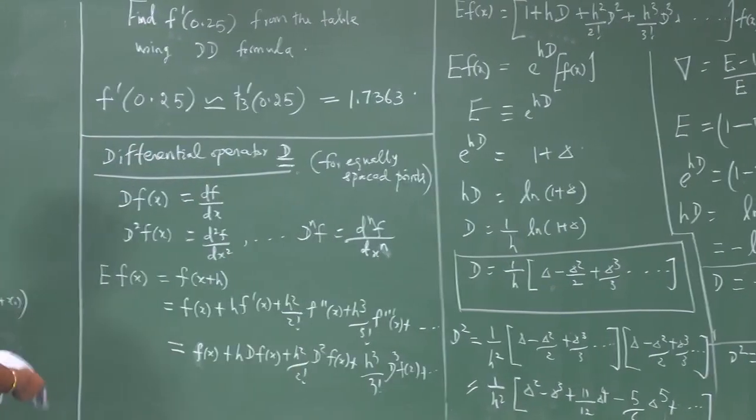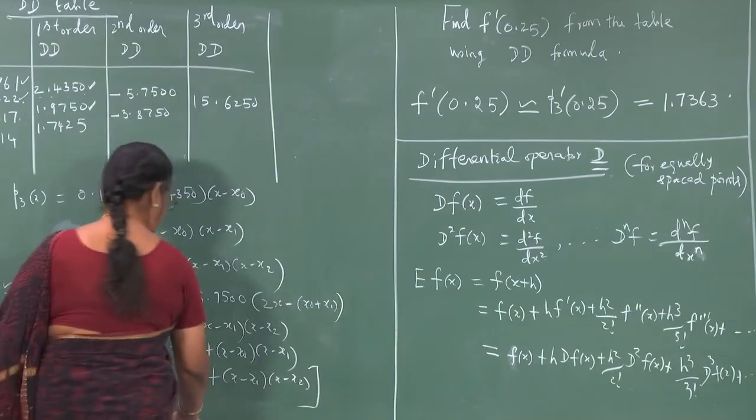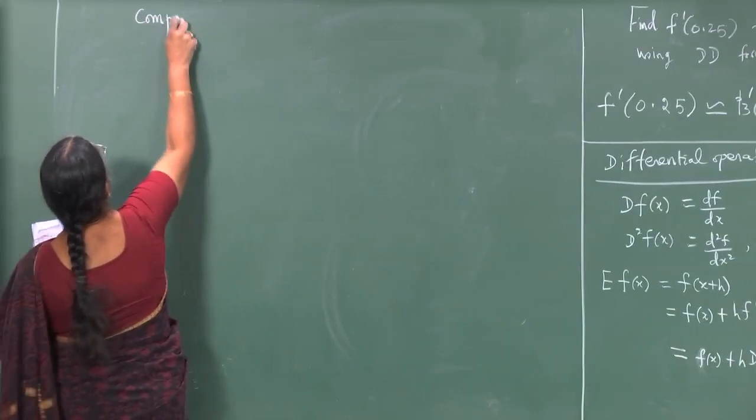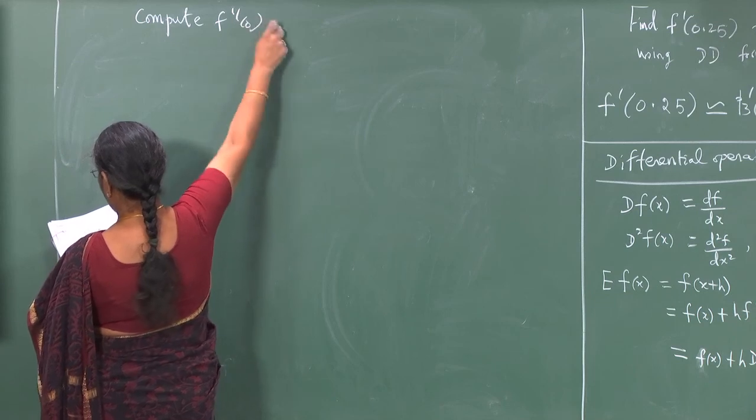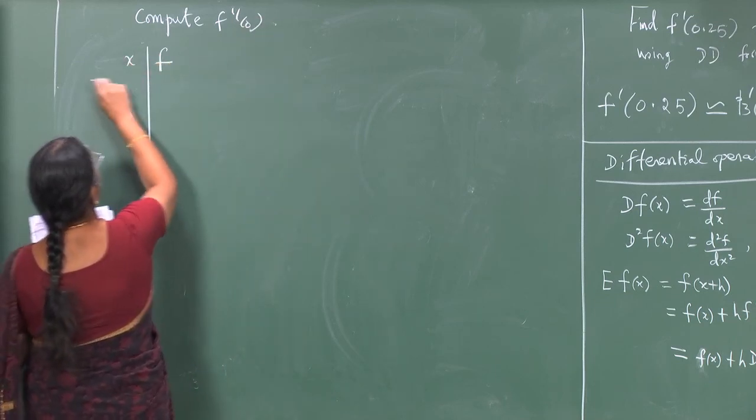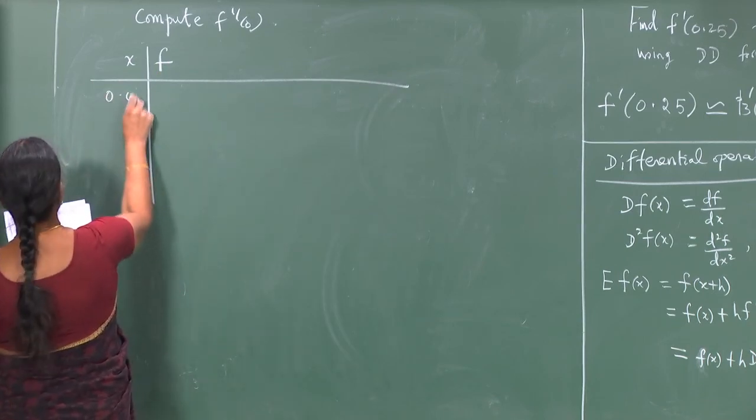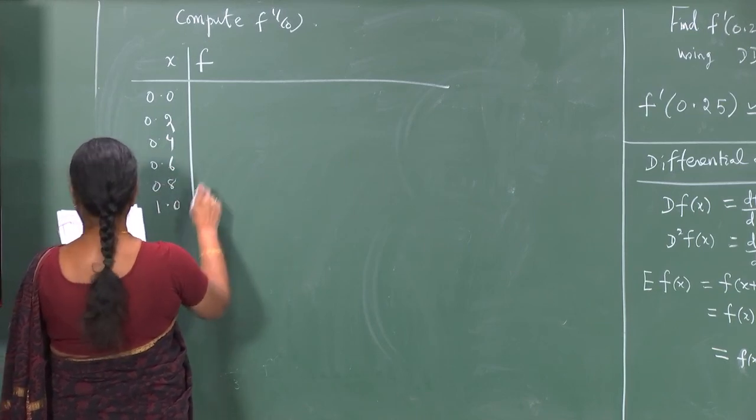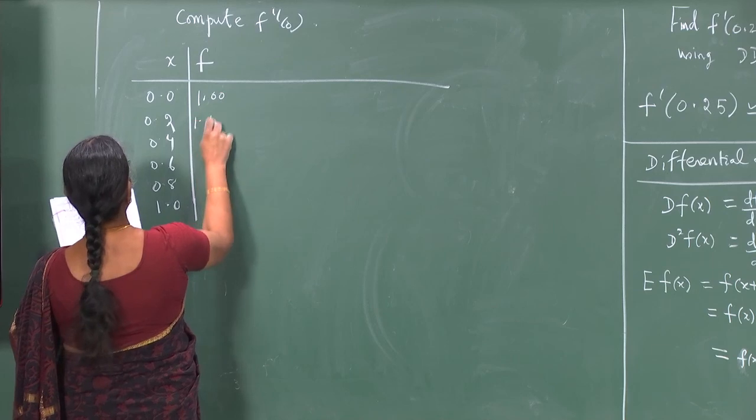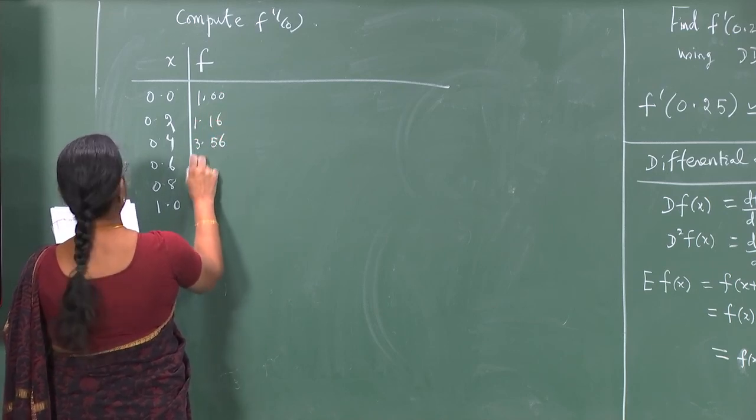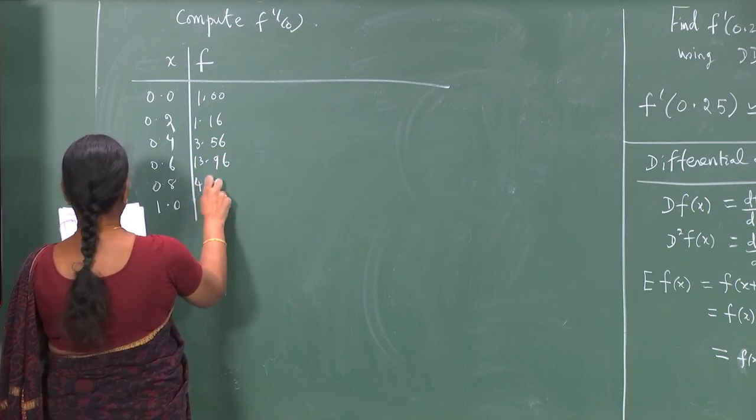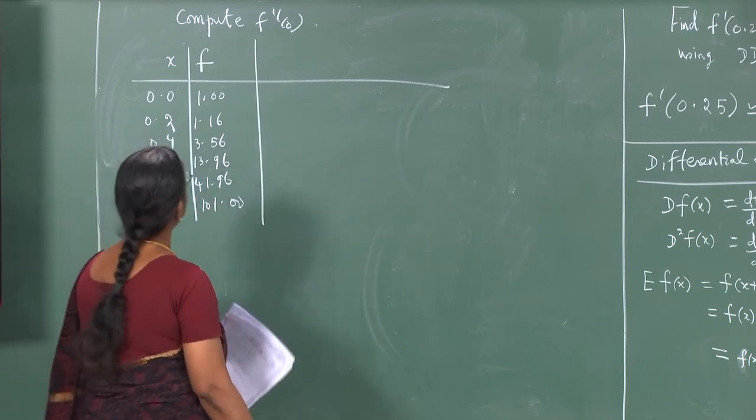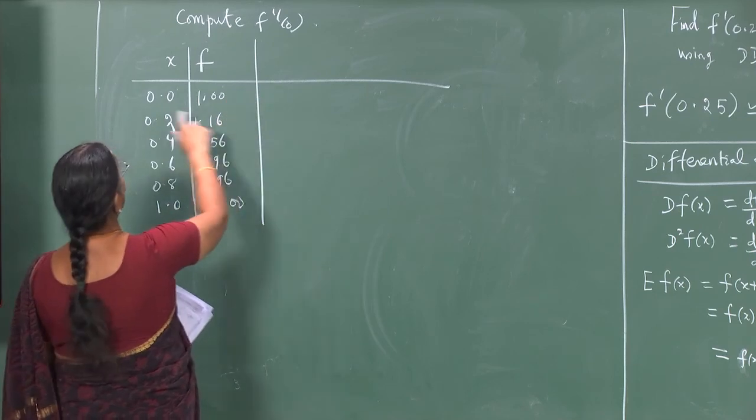So, let us now take an example and compute an estimate for certain derivatives. Suppose you are asked to compute f double dashed at 0, and the table of values is given at 0, 0.2, 0.4, 0.6, 0.8 and 1, and the function values are 1, 1.16, 3.56, 13.96, 41.96, 101.00. So, f double dashed at 0 is asked; it is in the beginning of the table.